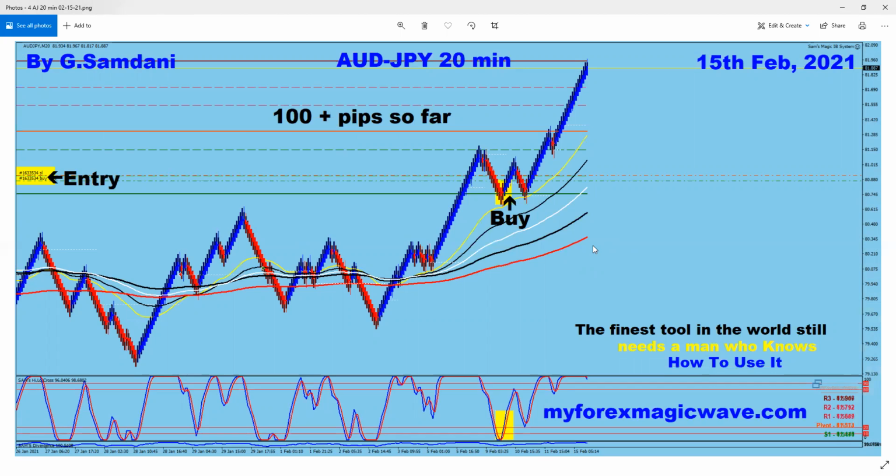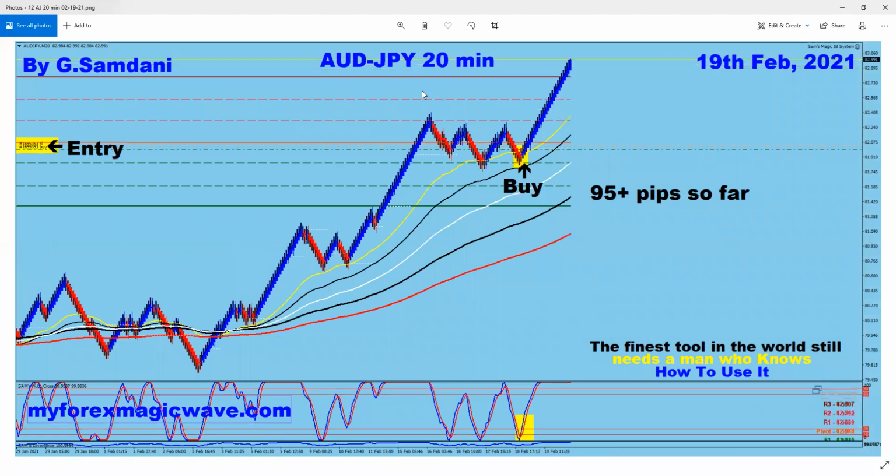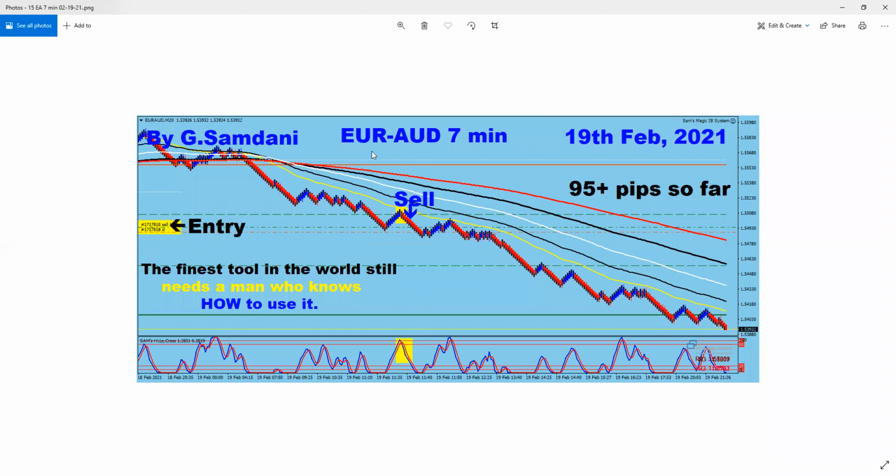Euro pound was not tradable this week, so Euro Aussie short, Aussie yen up, Aussie USD up, a beautiful long entry on the 19th, and Aussie yen again up. The first one was here, I guess, a little bit from here to here, and then a little retracement and it goes up again for 95 pip, and then finally, Euro Aussie from the 7-minute chart all the way down 95 pip. So these are 5 trades based on the Aussie dollar index.